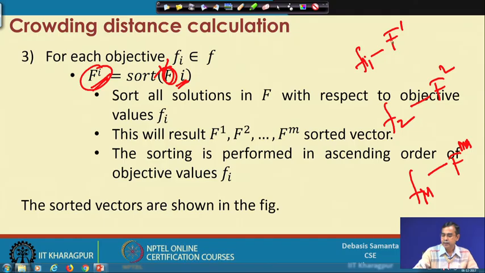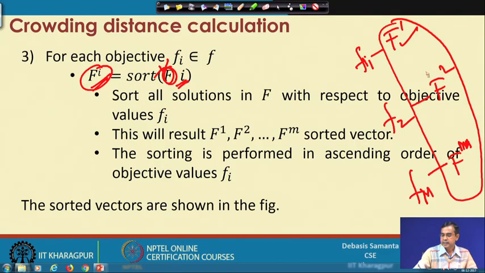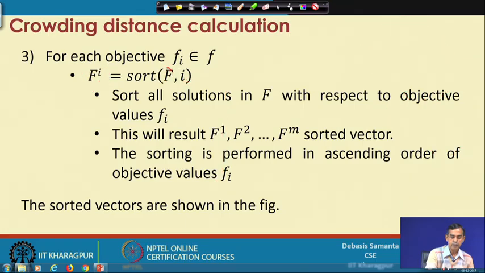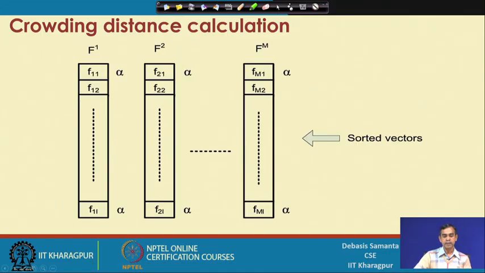Now, here we can see these sets are in sorted order, but sorted with respect to one component. This one is sorted with respect to f1, this one with f2, and this one with fm, and so on. So, here basically sorting techniques are to be followed, by which all the solutions belonging to the set f can be sorted in terms of one objective function at a time. These are called the sorted vectors. Pictorially, all the sorted vectors can be shown like this, if you can see this figure here.